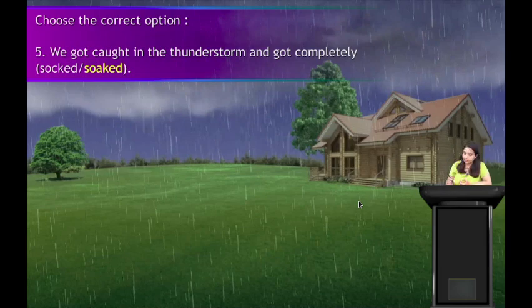Alright students, so let's have a look at the answer. We got in the thunderstorm and got completely soaked, you can say.